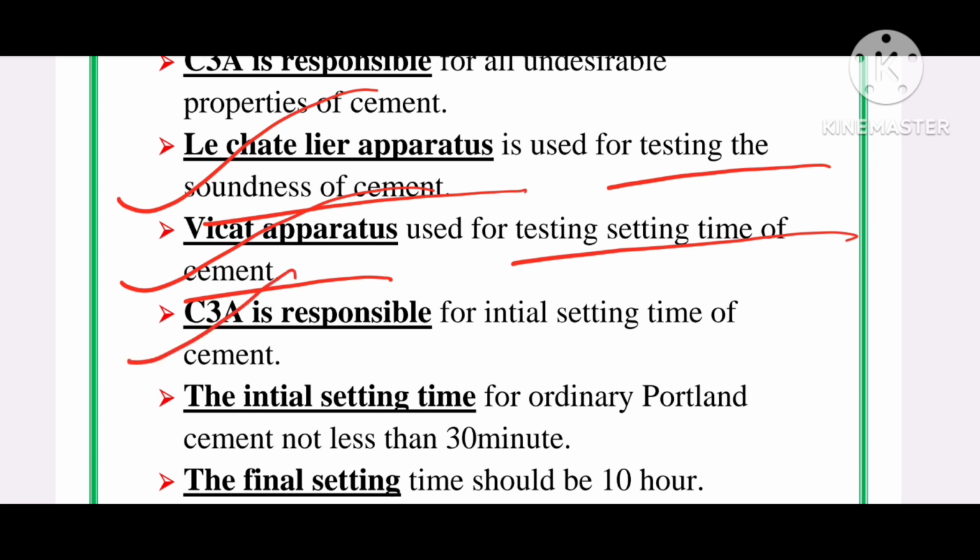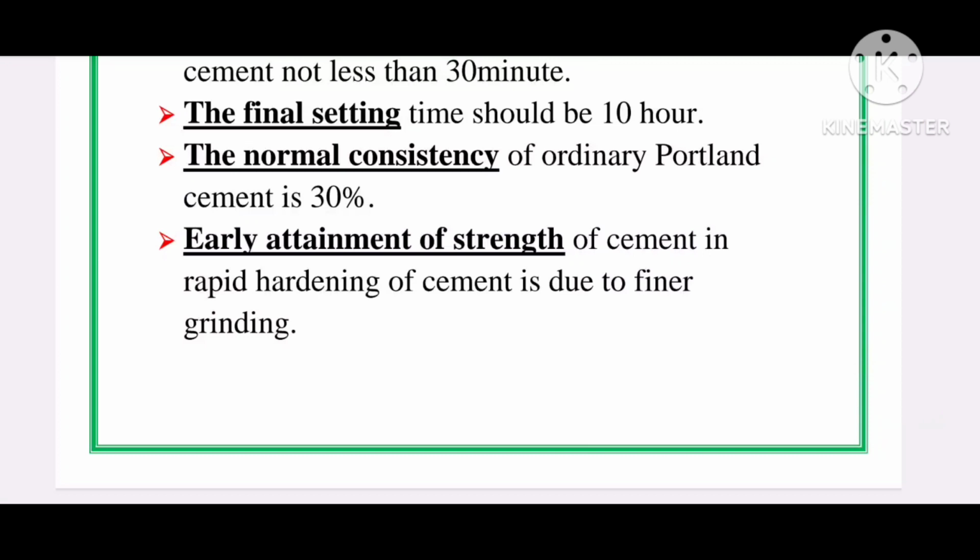Next, C3S is also responsible for the initial setting time of cement. Initial setting time for ordinary Portland cement should be not less than 30 minutes. And final setting time should not be more than 10 hours. Next point, normal consistency of ordinary Portland cement is 30%.